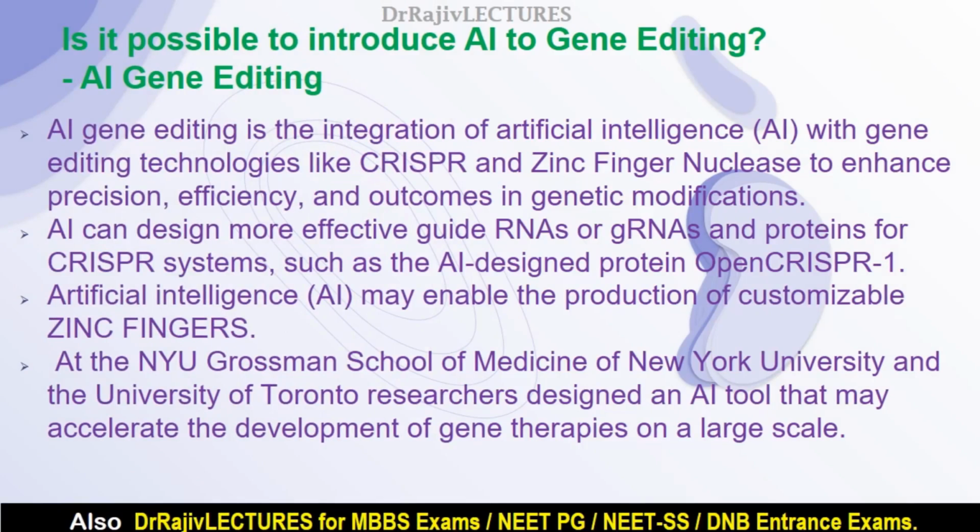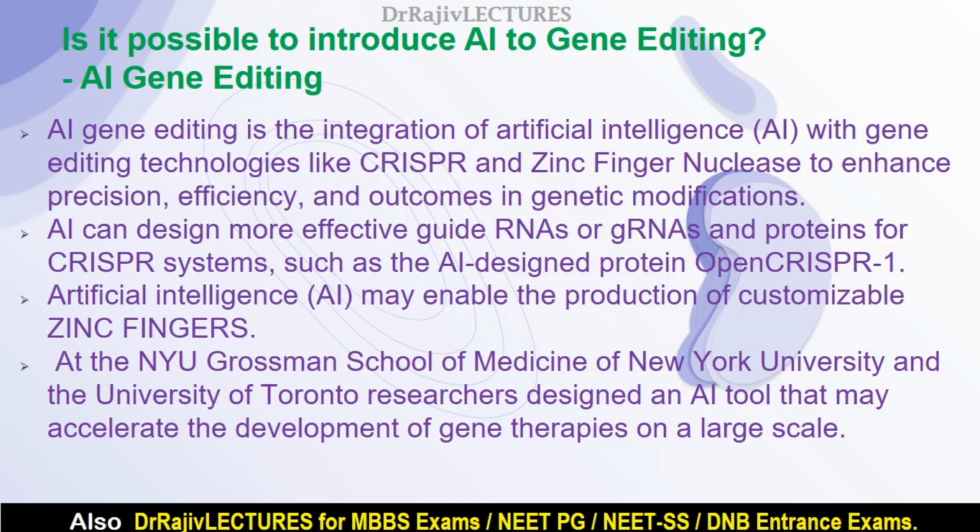Artificial intelligence is helping us with everything from identifying abnormal heart rhythms before they appear to detecting skin cancers. AI gene editing refers to the integration of artificial intelligence with gene editing technologies like CRISPR and zinc finger nucleases to enhance precision, efficiency, and outcomes in genetic modifications.